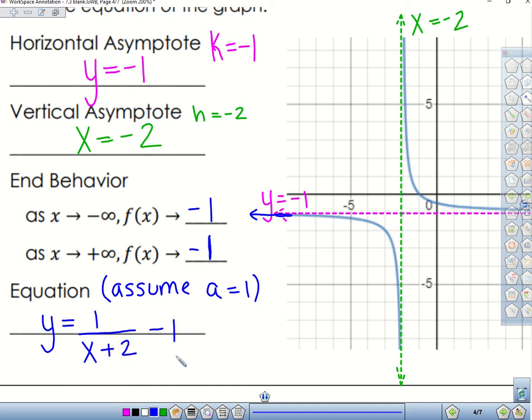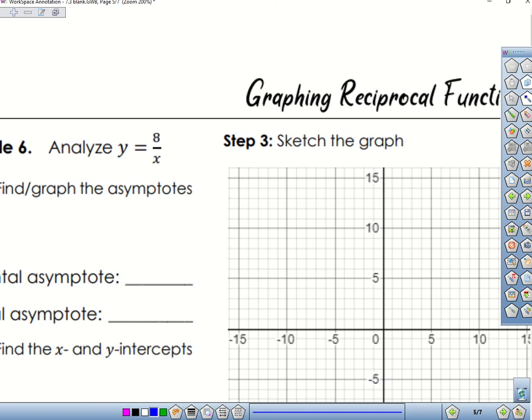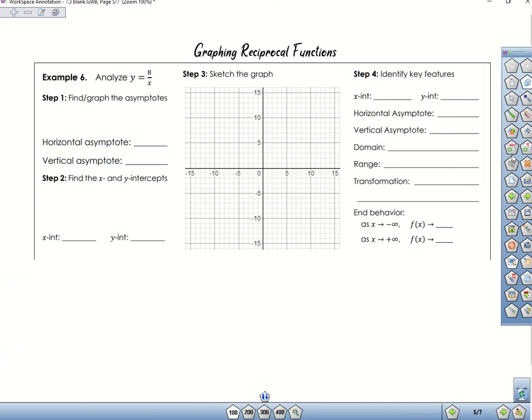Just like that. I like this lesson so far. Good. Don't speak too soon. I'm just kidding. It's not bad.